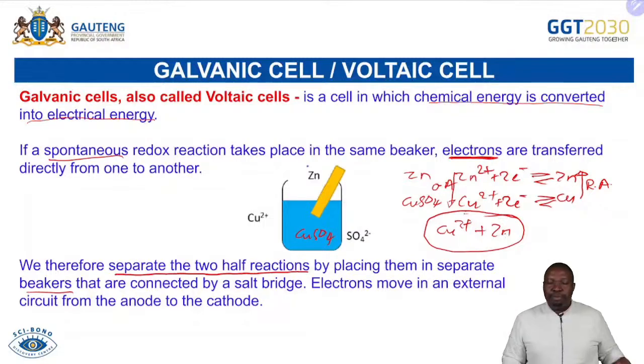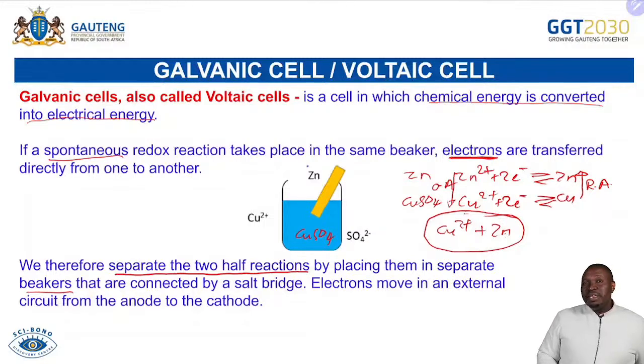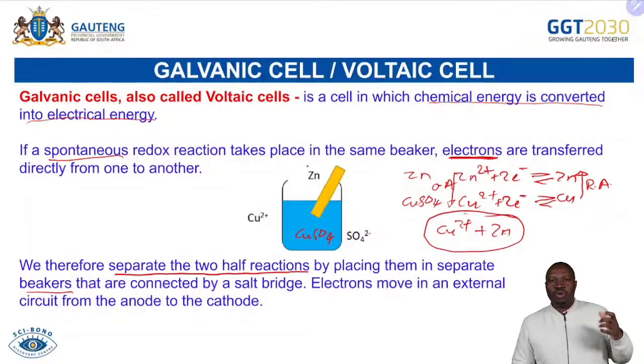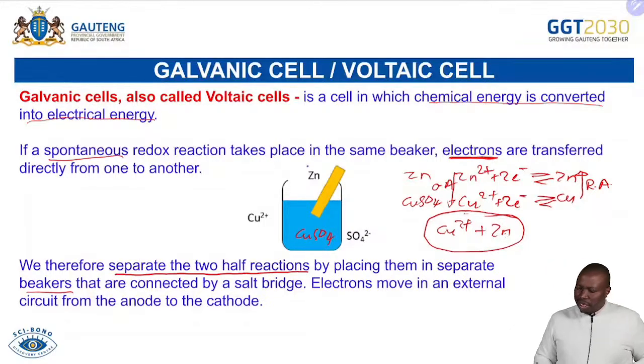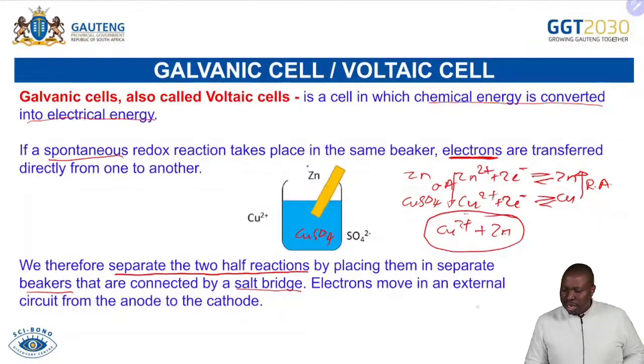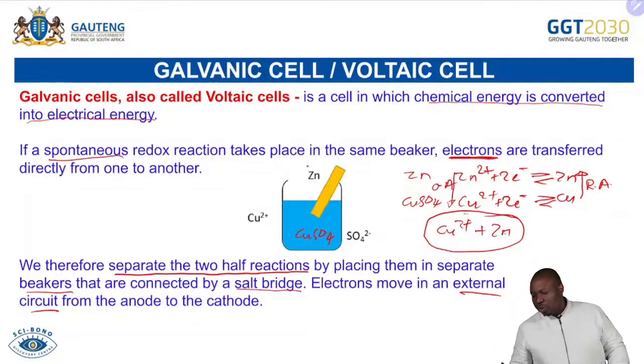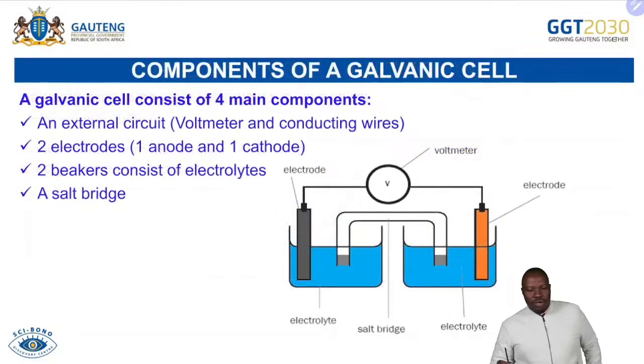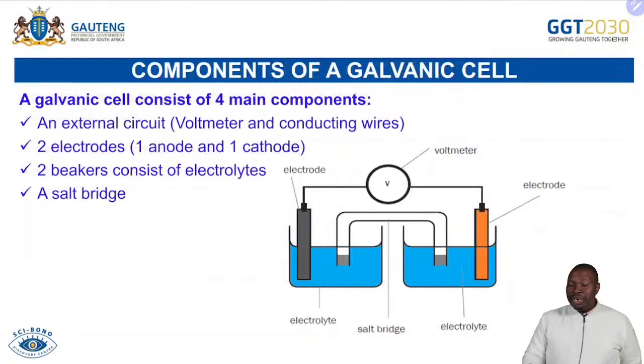So don't have that problem. The main thing is that this is a spontaneous reaction. You can see we don't have any power source, to show that this is self-sustaining. The reaction itself is able to convert chemical energy to electrical energy. And then you can place them in separate beakers and connect them by a salt bridge, and electrons will move in the external circuit, which is what we're going to do now as we conclude our lesson.